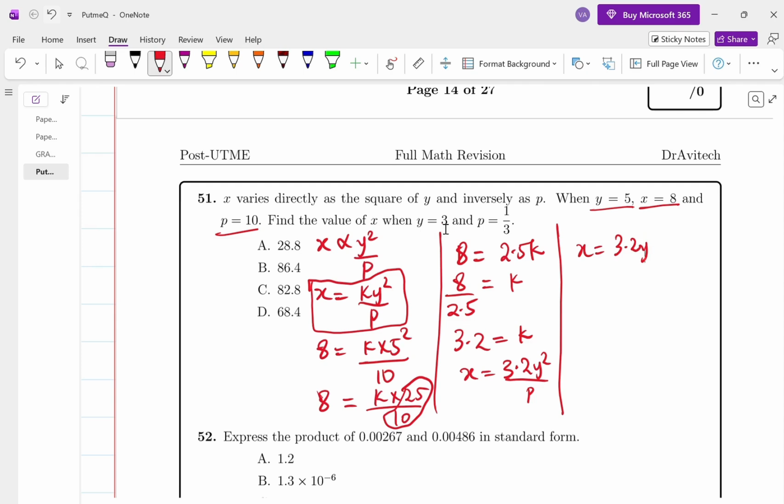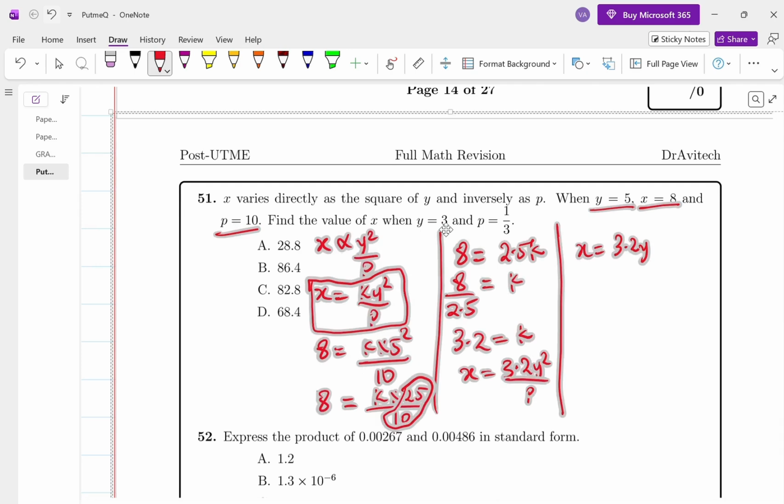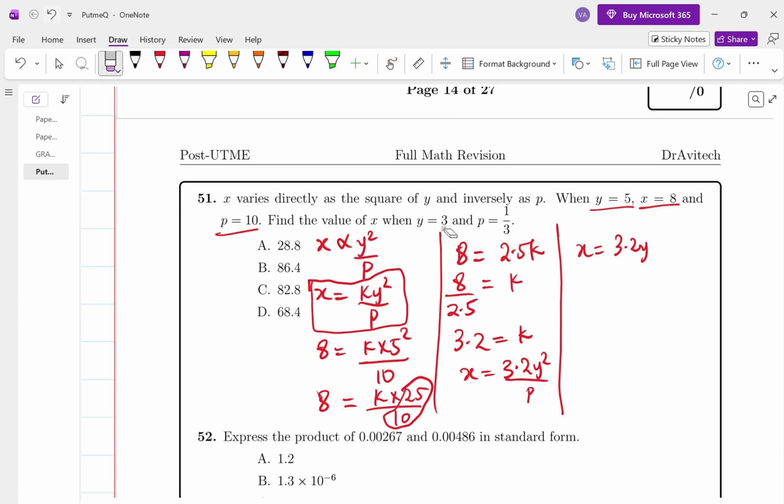So this time around, we are having y as 3. So this will be 3 squared divided by 1 over 3. Now this will be 3.2 times 9. If you take the inverse of something, the 3 goes to the top. So this is times 3 over 1. Now this will give you 86.4. So that's B. The answer to that very equation is B.